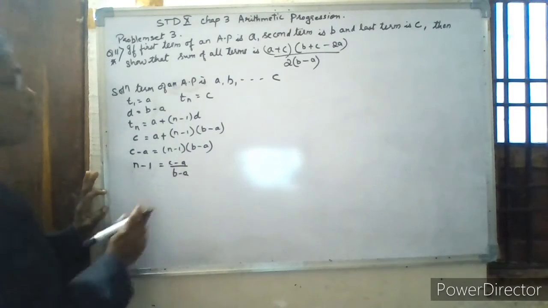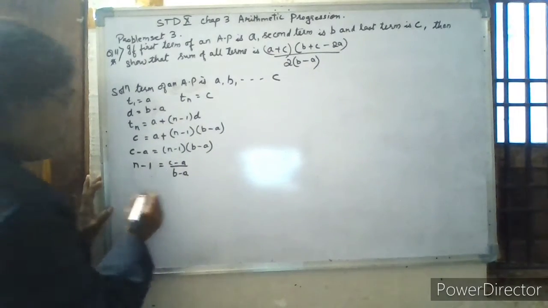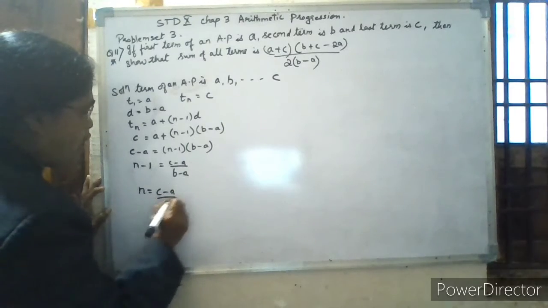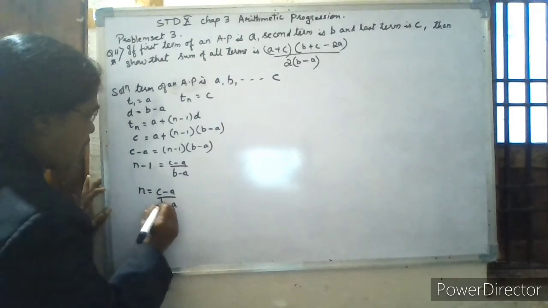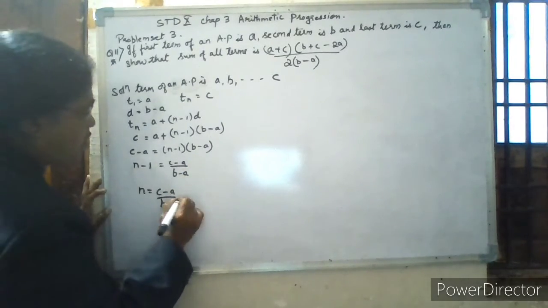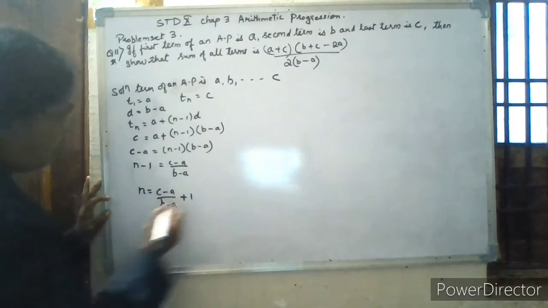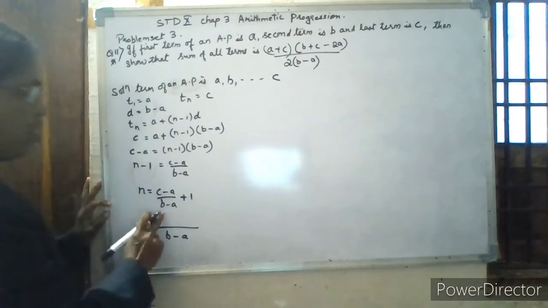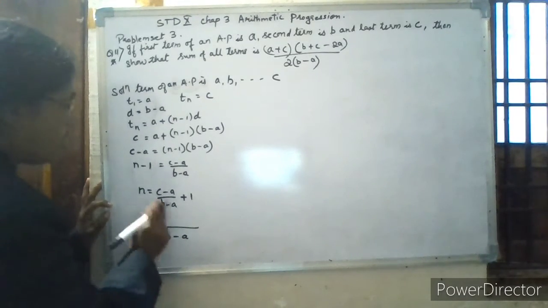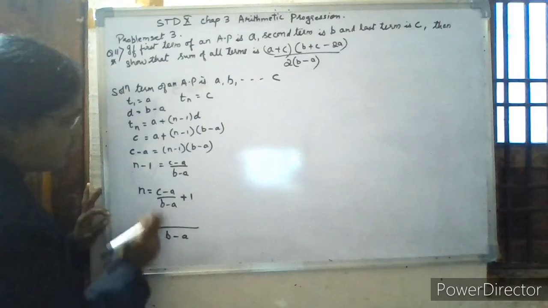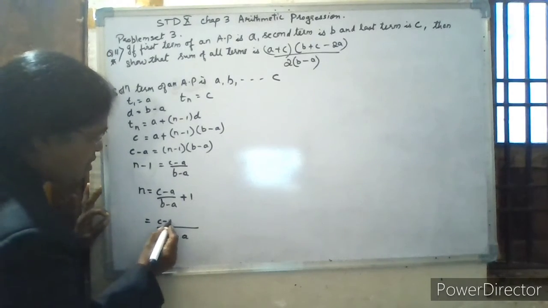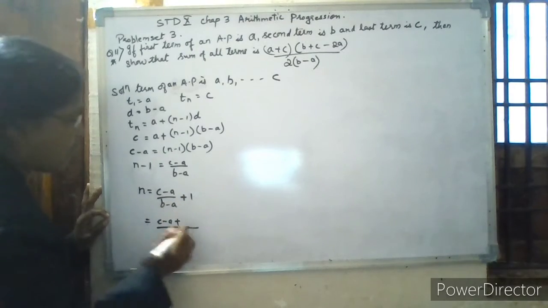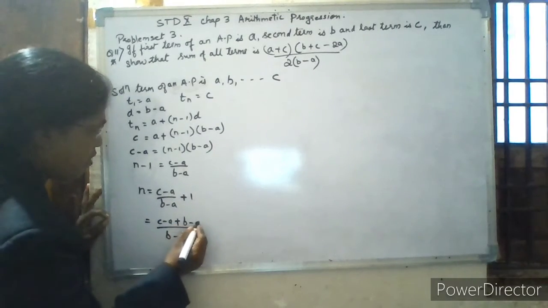Now we have to find the n value. N is equal to C minus A upon B minus A. This 1 you take to that side, it becomes plus 1. Now do cross multiplication here. B minus A is the LCM, so the LCM is the denominator. The numerator will be the same: C minus A plus this 1 into this, which gives B minus A.